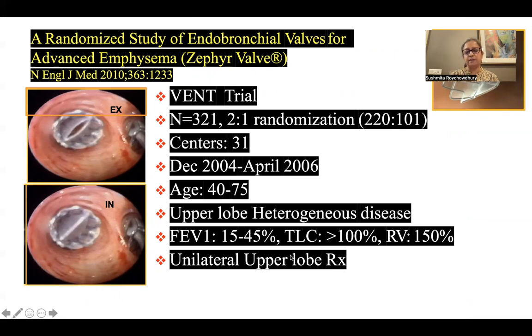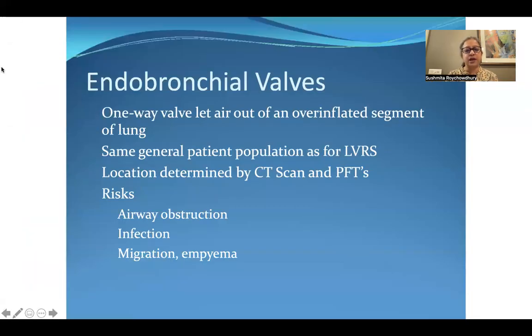Look at the total lung capacity and the residual volume being 150. So they had hyper-expanded lungs with unilateral upper lobe treatment done, where the valves close during inspiration but open during expiration. Gradually, over a period of time, they try to suppress or shrink the affected part. So they have one-way valves that let air out of an overinflated segment of lung.